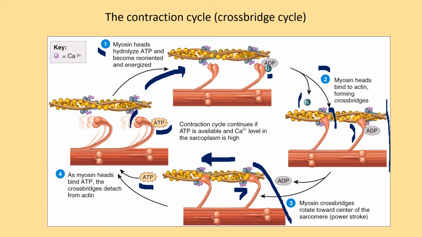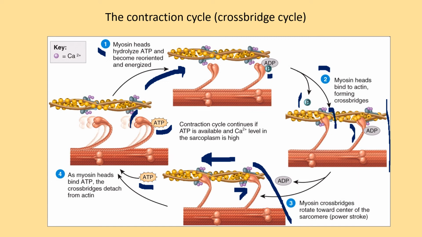Moving from step 3 to step 4, ATP binds to the myosin head, and that causes the cross bridge to break. Moving from step 4 to step 1, ATP is hydrolyzed, it's split apart. That energy that's released causes a shape change in the myosin head. The myosin head goes from its low energy position to its high energy position, and we're back where we started.